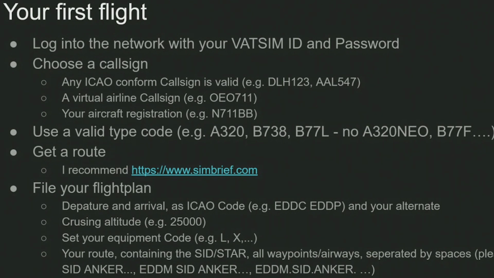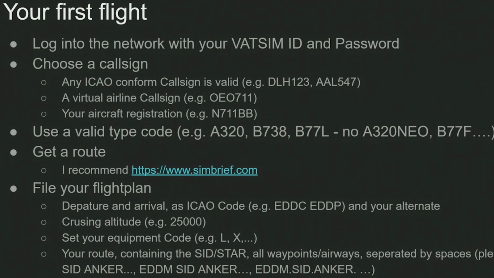A good rule of thumb I always use is, in SimBrief, have a look at the ground distance. So for example, if it's 250 miles, then you can climb to flight level 250. If it's shorter, lower. I always correlate the distance with the cruising level. That works out pretty well.